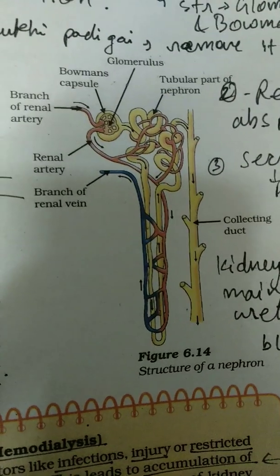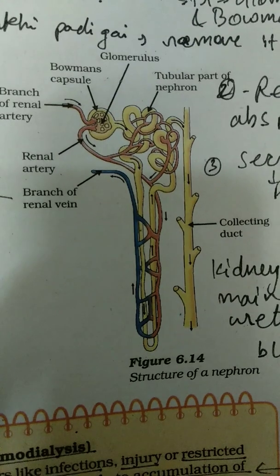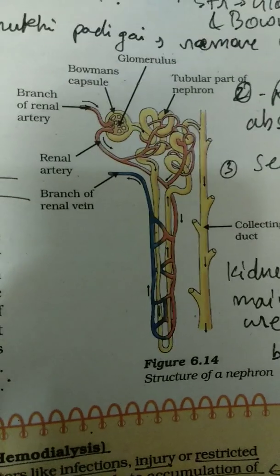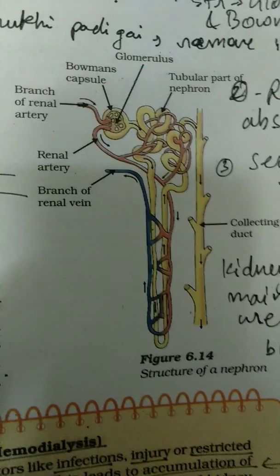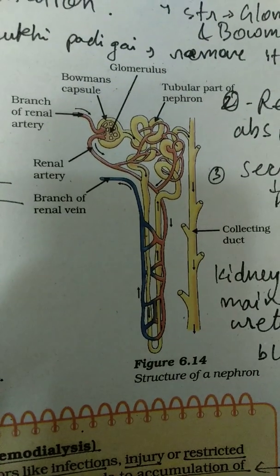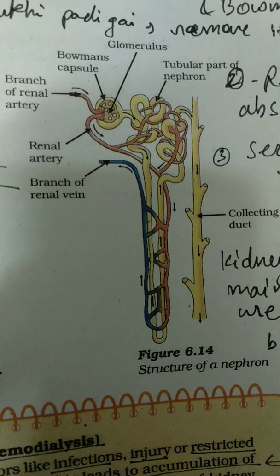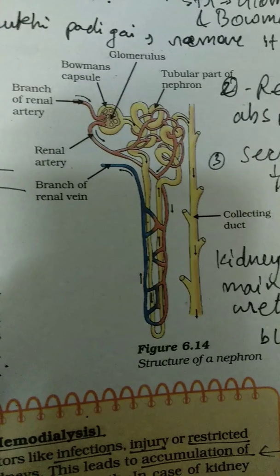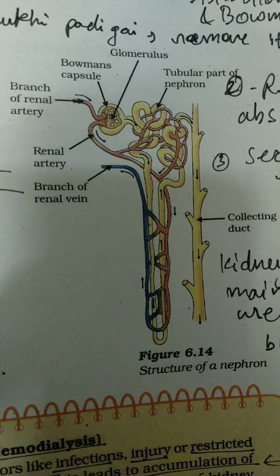Hello friends, today we are going to learn how to draw the structure of nephron. As you can see, in the 10th standard CBSE textbook, the structure of nephron is a little complicated. So in the exam you don't exactly have to draw this type of extremely coiled structure of nephron. You can draw an even more simplified version. So let me show you a little simpler version of this nephron.